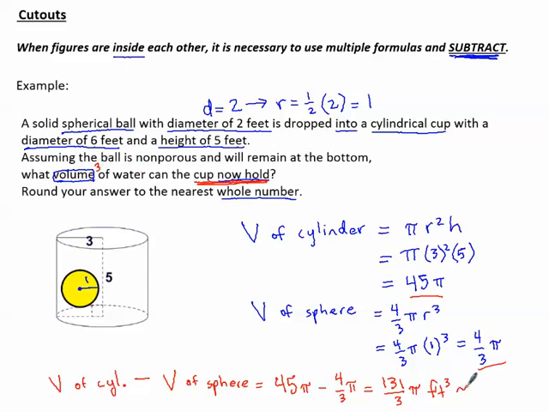If I want an approximate answer, typing that in gives me 43.7. Still it's volume, so still it's feet cubed, or cubic feet. And there I've got my answer for how much the cup can now hold. The cylinder minus the sphere.